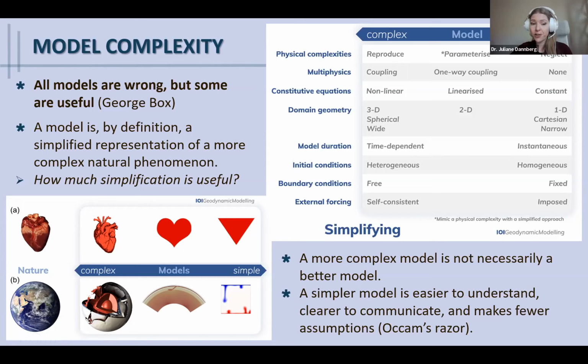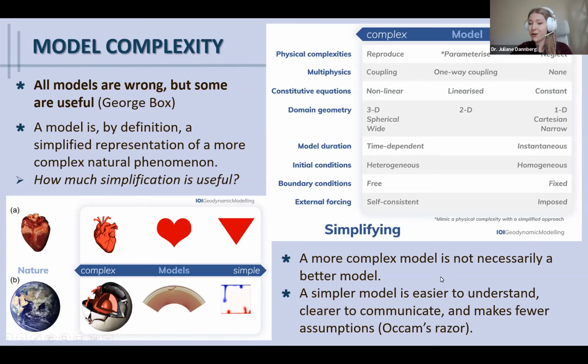And it's the same with geodynamic models, where for some applications we might want to have a very complex model, and sometimes we might want to have a simpler model. But then there are some models that might be so simple that they will not be able to tell us something about how the Earth works. But in general, it's not always the case that a more complex model is also the better model, because simpler models are easier to understand, clearer to communicate, and we have to make fewer assumptions.